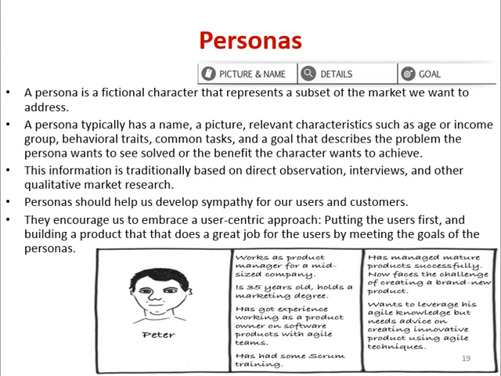So a persona typically has a name, a picture, relevant characteristics such as an age or income group, behavioral traits, common tasks, and a goal that describes the problem the persona wants solved or the benefit the character wants to achieve. This information is traditionally based on direct observation, interviews, and other brainstorming or qualitative market research mechanisms. A persona should help us develop sympathy for our users and customers. So the development team or the users are able to relate to that persona.